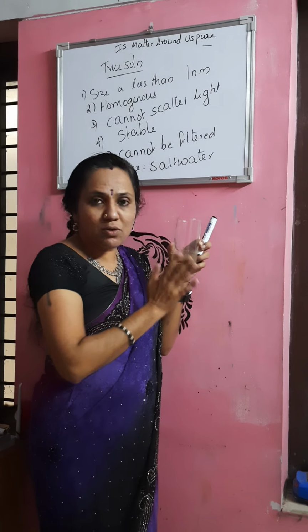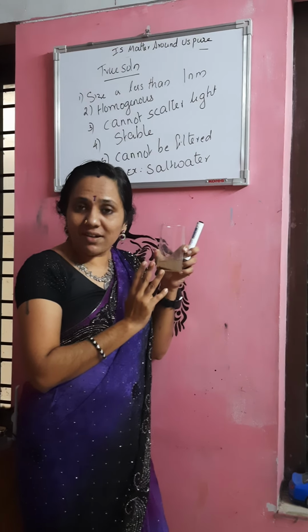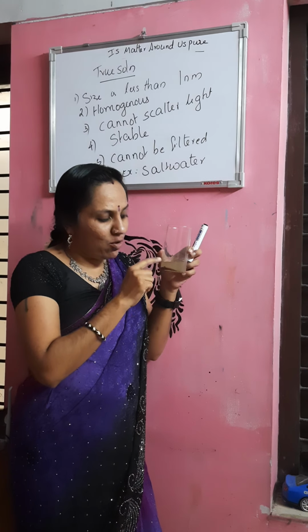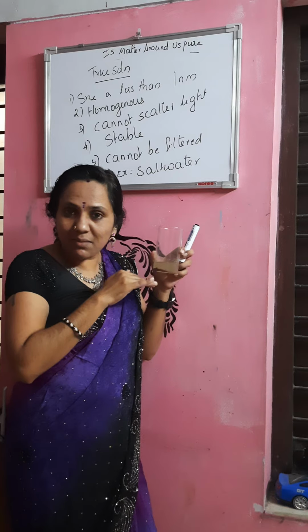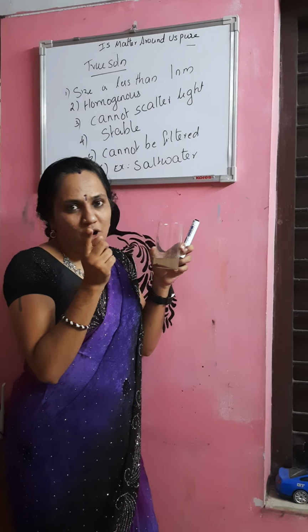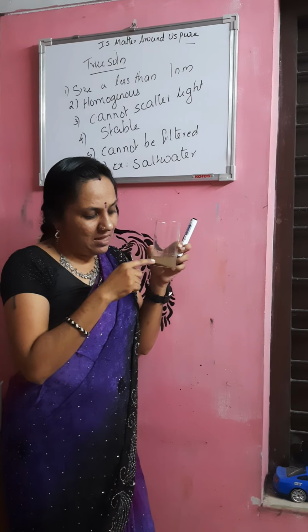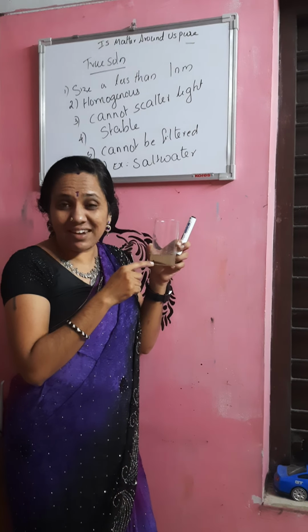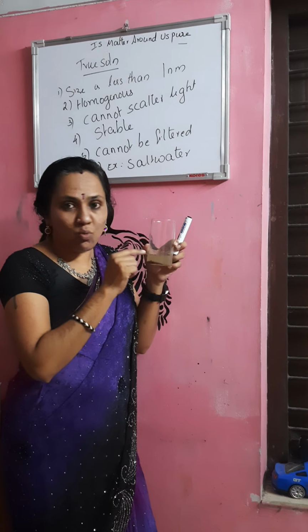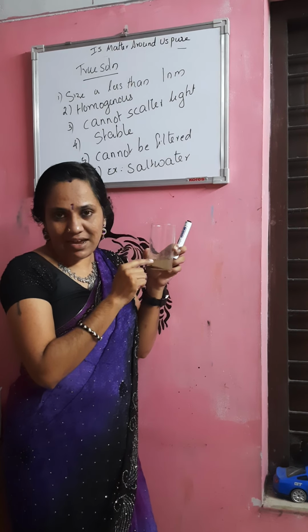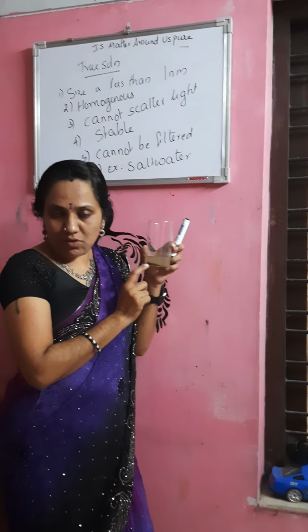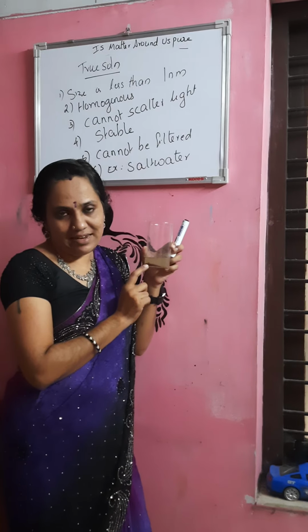Then will they be able to scatter the light? The size of the particle is so large that they can scatter the light. But remember one thing, they are not suspended here. They are settling at the bottom, no? So when the light passes through the water, it will not be scattered. Why? Because the heavier solute particles are at the bottom of the vessel. When the light is passed through these heavier soil particles, they can scatter the light.